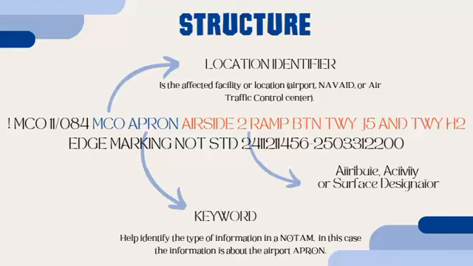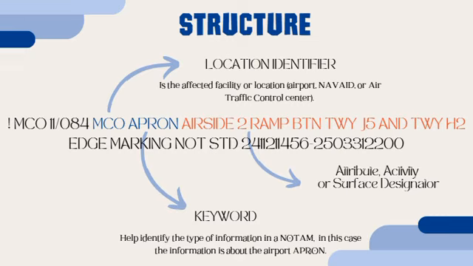Then we have the location identifier, that is the ICAO code of the facility or location that is affected. In this case, we have MCO, that is the code for the Orlando International Airport. After that comes the keyword that helps identify the type of information in a NOTAM. In this case, we are talking about the airport apron, that is the designated area where aircraft park, are loaded, unloaded, refueled, and boarded by passengers.